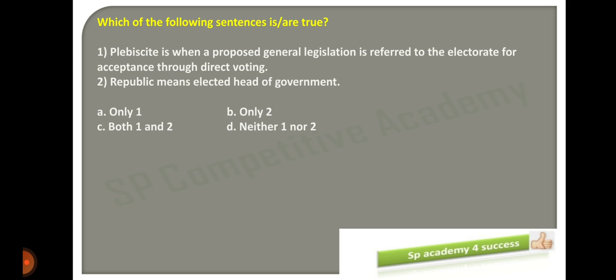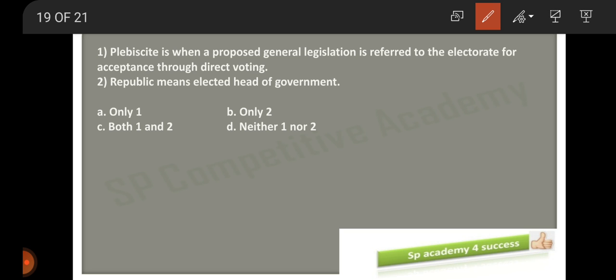Moving on to the last question for today's session. Which of the following statements are true? What are the statements here? Plebiscite is when a proposed general legislation is referred to the electorate for acceptance through direct voting. Second statement, republic means elected head of the government. So which of the following statements are true? Now here we have to understand what is plebiscite. You got an important word here, plebiscite. So what is plebiscite? That you have to understand.